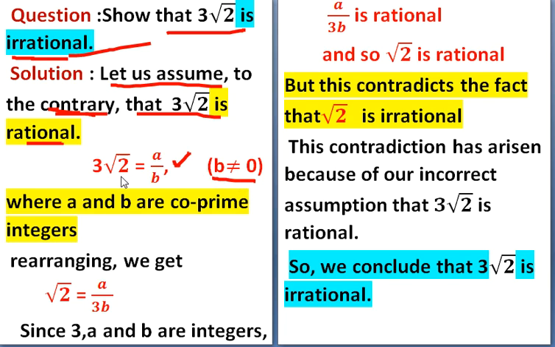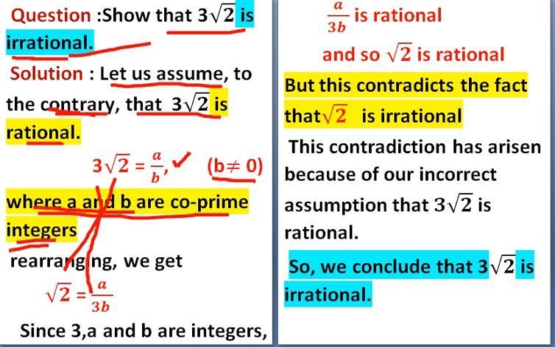So we can write 3 root 2 equal a by b, where a and b are co-prime integers. You can write only a and b are integers. If you want to write, then you can write a and b are integers in these questions. And after this, we rearrange these questions. The 3 goes in denominator. So root 2 equal to becomes a by 3b.